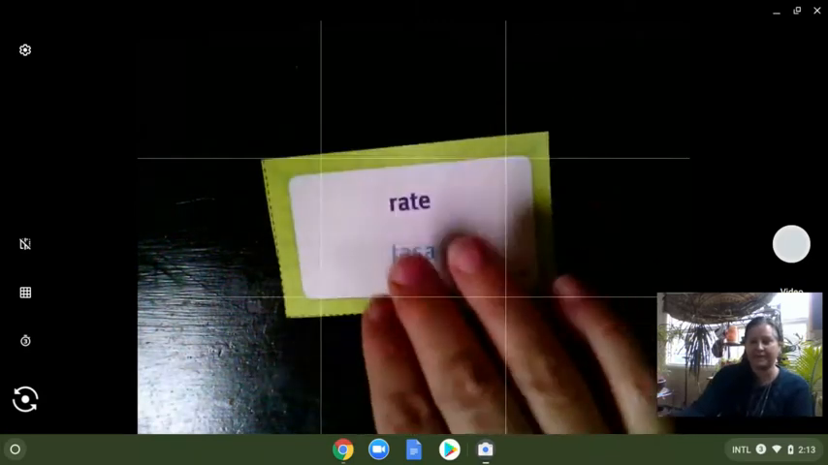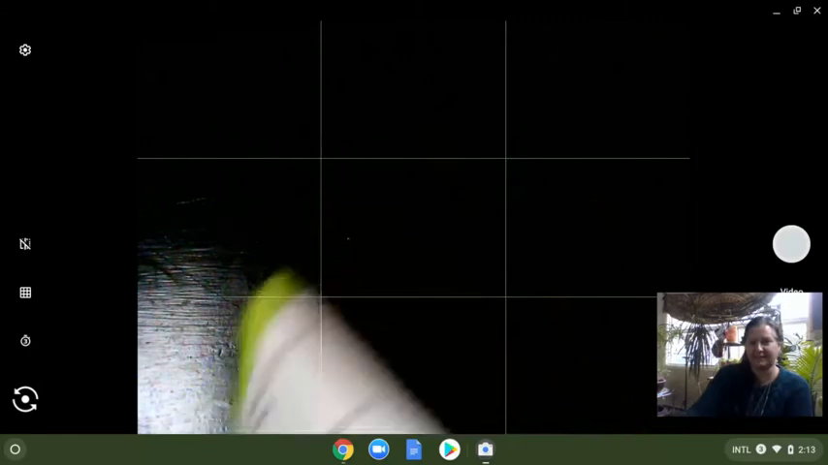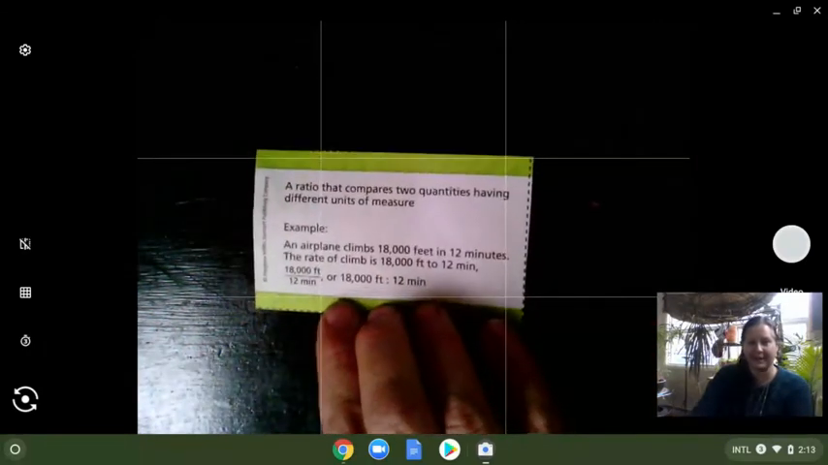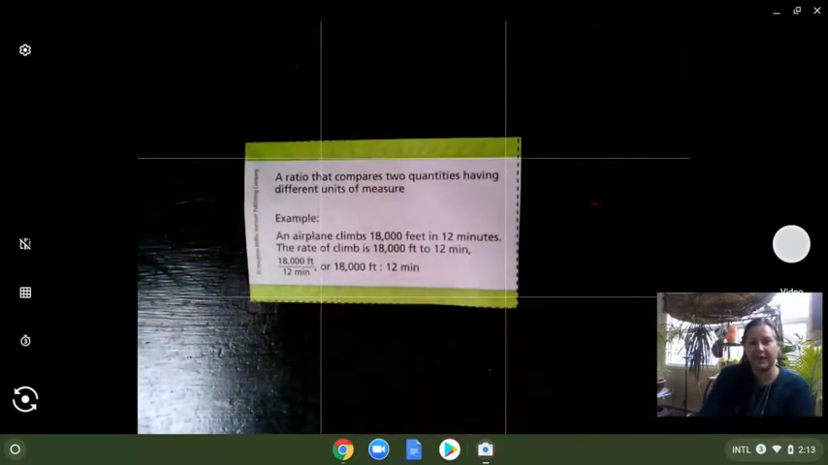A rate. This is what we're going to work on a lot this chapter. A rate is a ratio that compares two quantities having different units of measure. So for example, an airplane climbs 18,000 feet in 12 minutes. The rate of the climb is 18,000 feet to 12 minutes. So you could write that as 18,000 feet over 12 minutes, or 18,000 feet to 12 minutes.